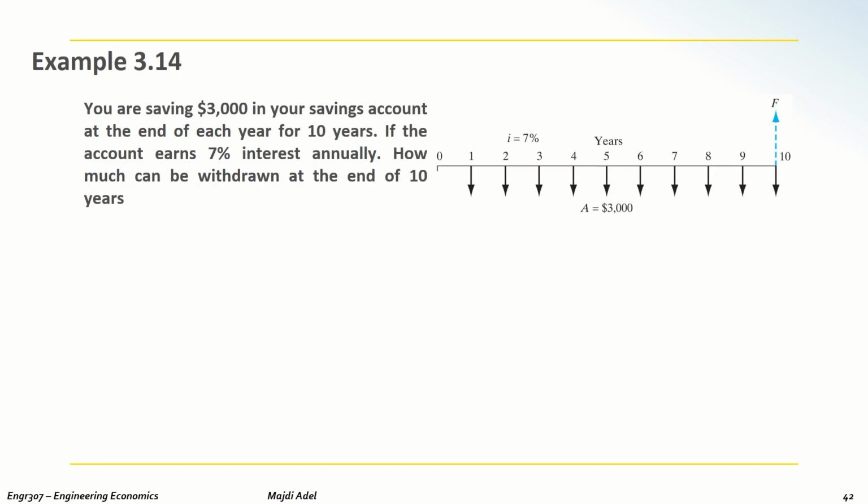Let's see some examples on the uniform cash flow. You are saving $3,000 in your savings account at the end of each year for 10 years. If the account earns a 7% interest rate annually, how much can be withdrawn at the end of the 10th year? So this problem is given A, i and n, and I need to calculate the future value. So I need the future worth factor.